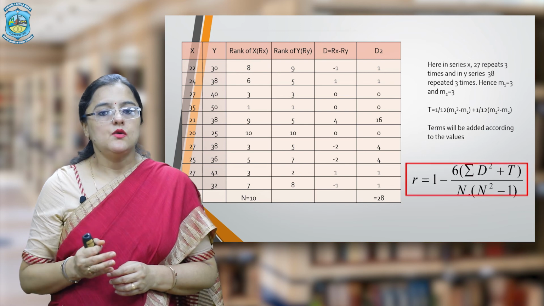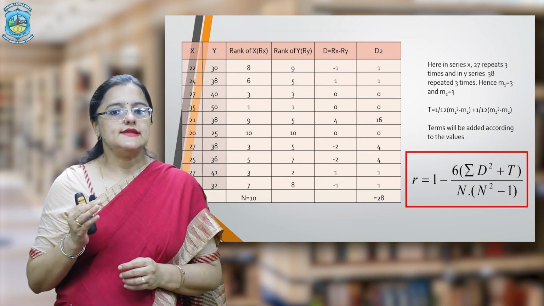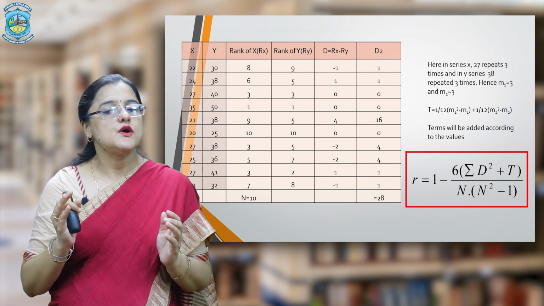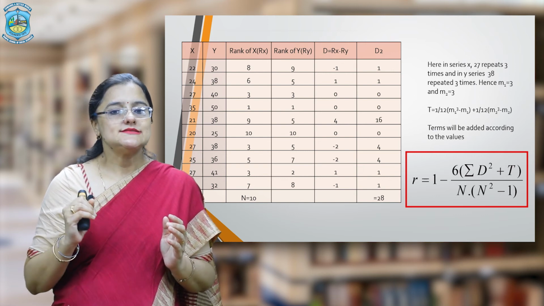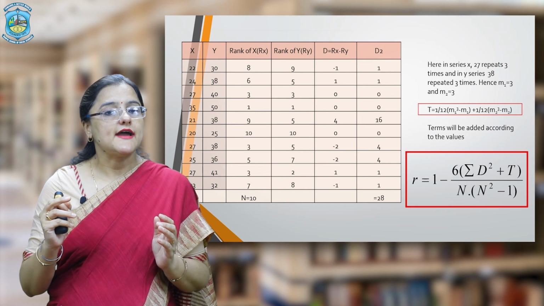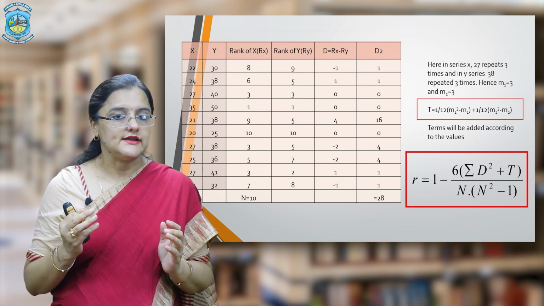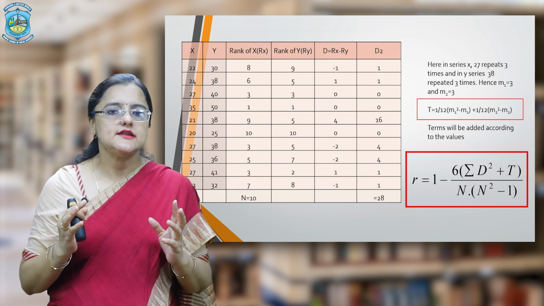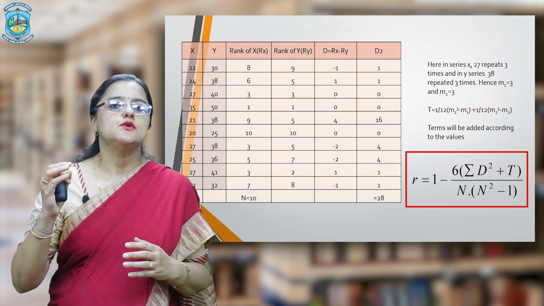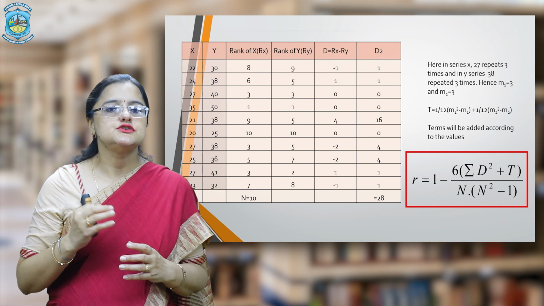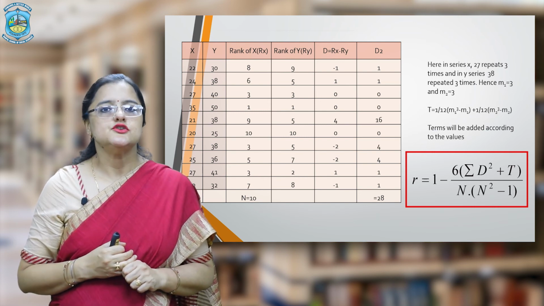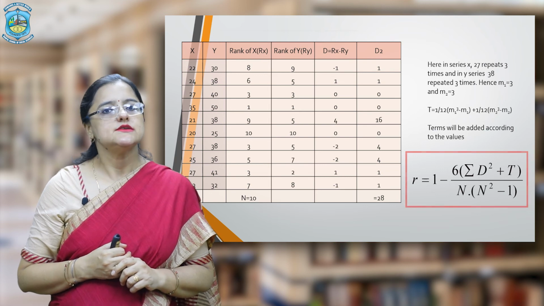The formula is now r is equal to 1 minus 6 bracket starts summation d square as it was in the previous formula plus t. T is that factor of repetition which you have calculated just now. It is a combined effect of repetition. As many ranks as are repeating, you are going to put that t as an addition to d square. The denominator remains the same as n into bracket n square minus 1.